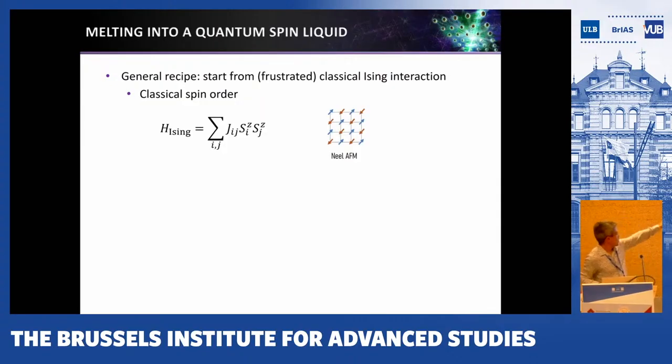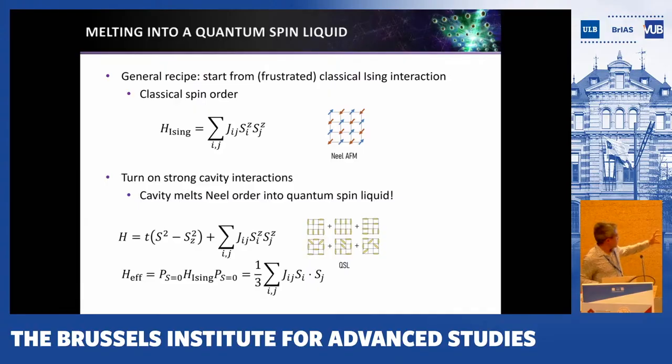The idea is, first you create a classical Ising interaction. So this is a classical magnet. It's ordered. And then the idea is that when you turn on these strong cavity interactions, the cavity fluctuations are going to melt that classical order into a quantum spin liquid. You'll have to take my word that it's true, or I'd be happy to describe more of the physics after the talk, but essentially, hopefully that gives you an idea of some of the physics that we're looking at now.